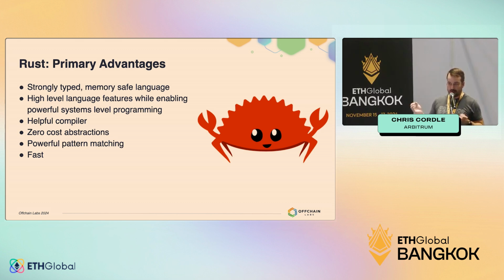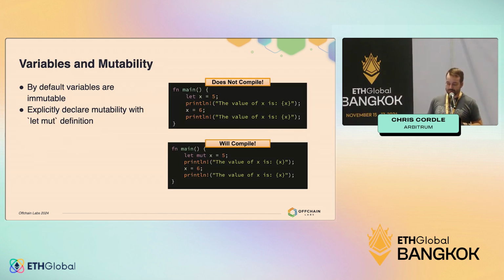It also has a very powerful compiler that a lot of times will let you know specifically what line of code is incorrect. And so it's a very helpful compiler. It also has some cool features like pattern matching. As I said, it's very fast.